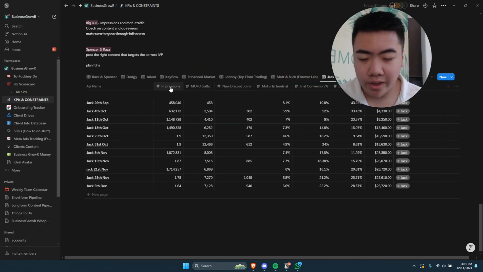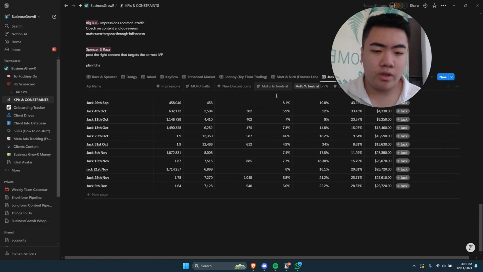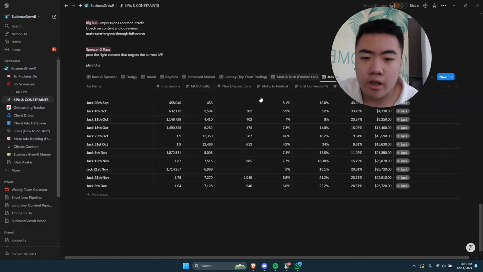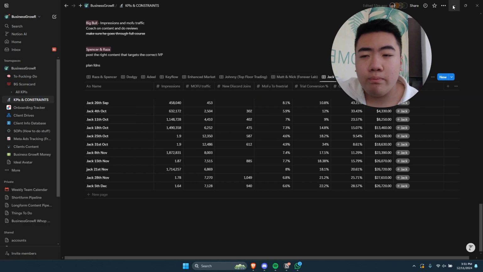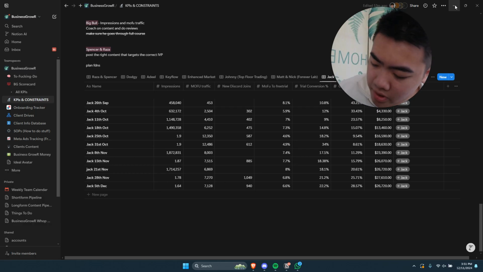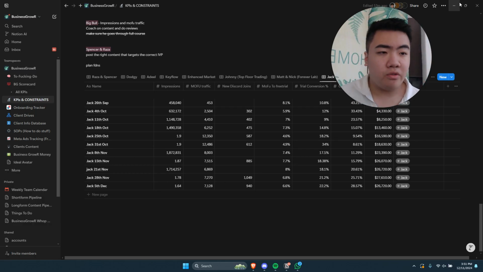I would worry much more about the impressions and Mofu traffic, and if your Mofu to free trial is under 5, then I would worry about it. If it is that low, I would look at the ratio between your new Discord joins and the Mofu traffic, make sure it's above 65%, because if it's not, you're missing out a lot on that Discord nurturability. And then plus, make sure you're posting a lot of long form that's very educational, very high quality, and then you can even sell high ticket stuff.